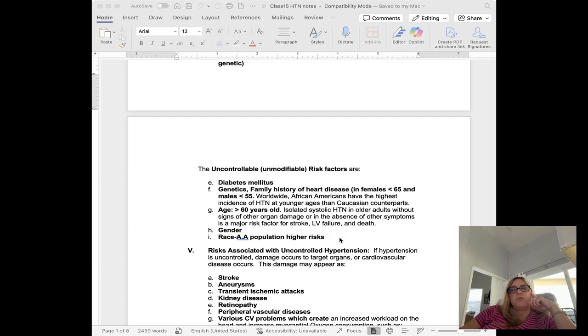African Americans do have the highest incidence of hypertension at younger ages than their Caucasian counterparts. We do know over age 60, as we get over 60 years old, we do see some isolated systolic hypertension, but they don't have any signs of organ damage or the absence of other symptoms. It is a major risk factor, though, for stroke, left ventricular failure, and death.